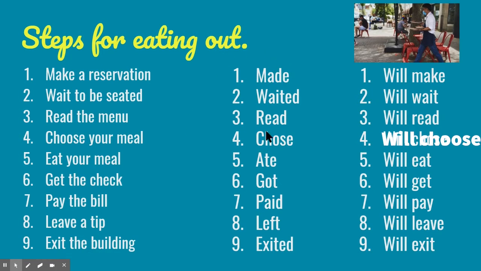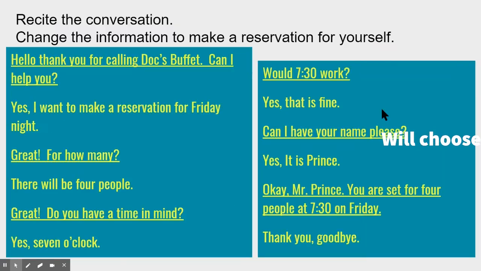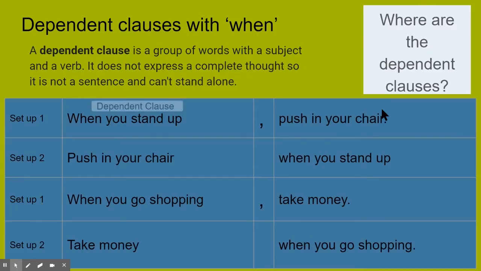You can see these verbs in present, past, and future tense here on this chart. And we'll use those when talking or writing as we talk about this assignment. So here's a conversation. Recite this conversation, read it out loud, and then change the information to make a reservation for yourself.